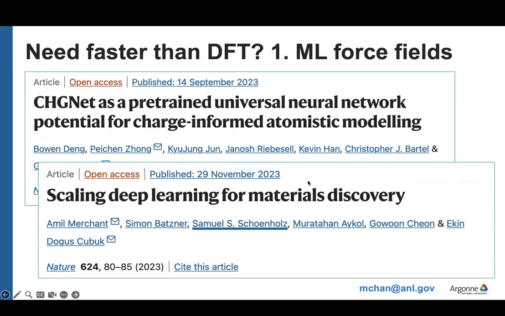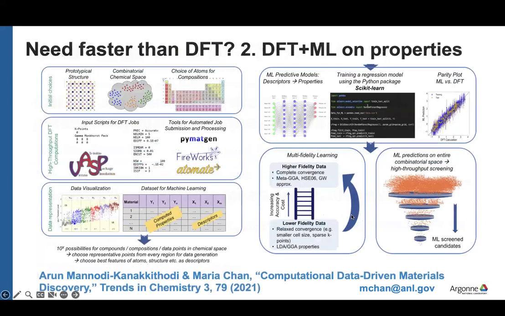These two papers were mentioned in the last talk as well. But there was a different route, and maybe that's a slightly older route, which is to directly go from structure to property using DFT-trained data. So instead of having a force field, you don't get structure in this approach, but you get properties.